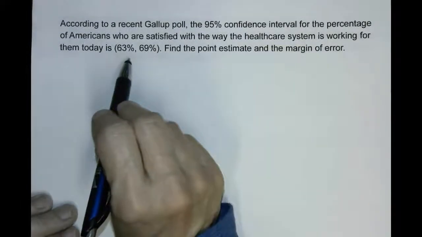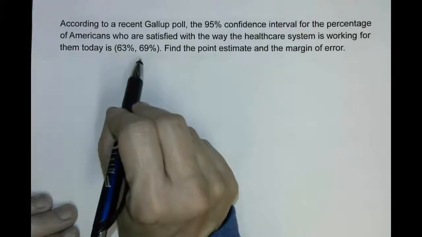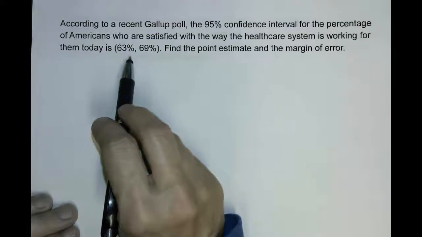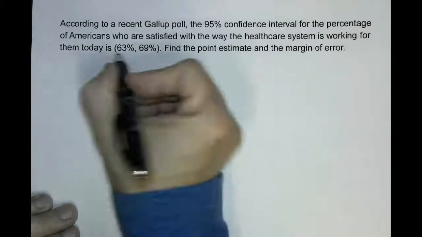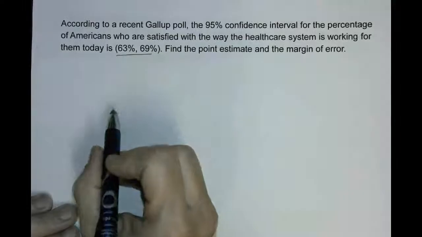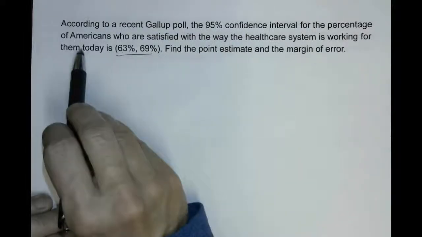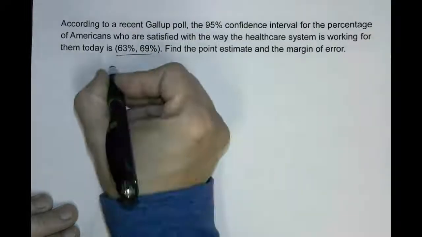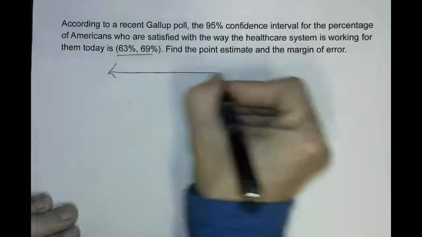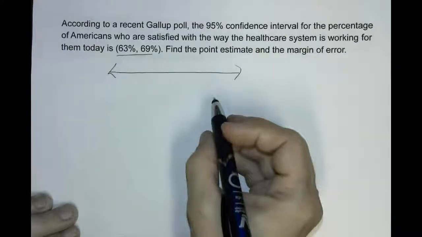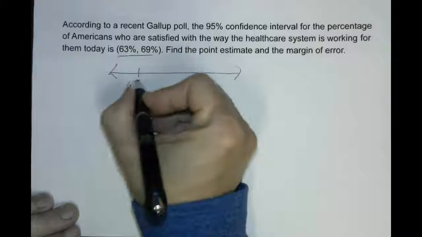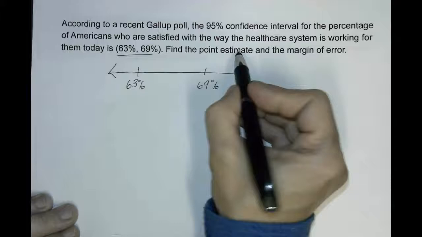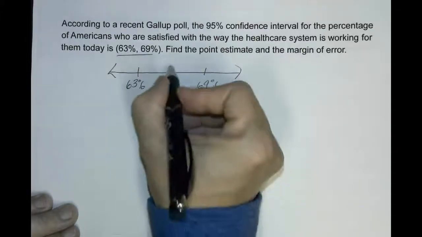Okay, so here's one. This one's actually a really easy problem, but it looks like it isn't, so it confuses people a lot of times. In this one, they're already giving you the confidence interval. So they're saying this is for a proportion or a percentage. So they're saying the confidence interval is from 63% to 69%. And then they're asking you to find the point estimate and the margin of error. So what they're saying is that your confidence interval goes from 63 to 69%. The point estimate is going to be exactly halfway between these two.